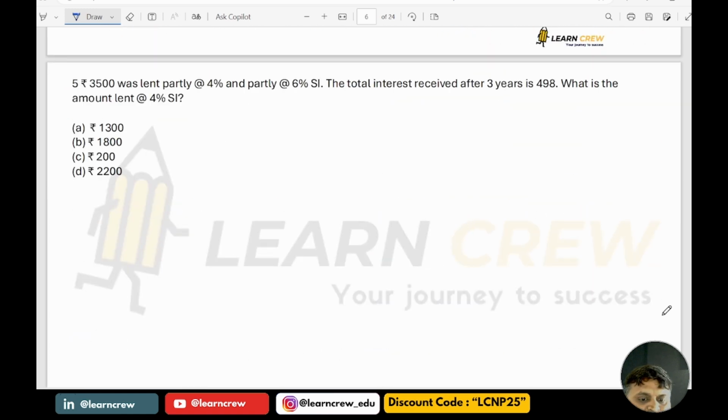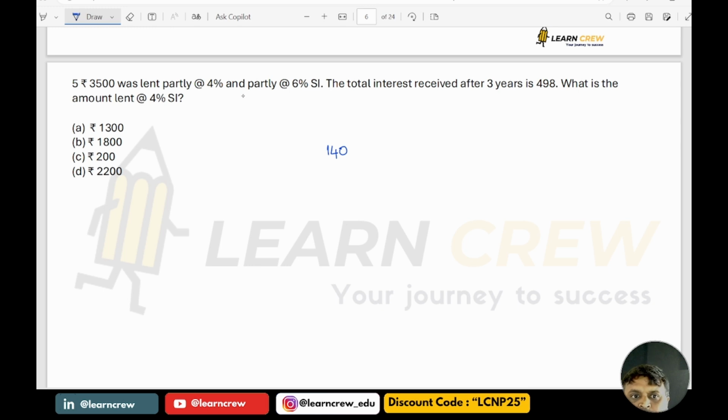Now, question number 5. 3,500 rupees was lent partly at 4 percentage and partly at 6 percentage. The total interest received after 3 years is 498. So if the total 3,500 rupees is lent at 4 percentage, then the interest that we would have received is 140. Am I correct or not? Per year, it would have been 140.